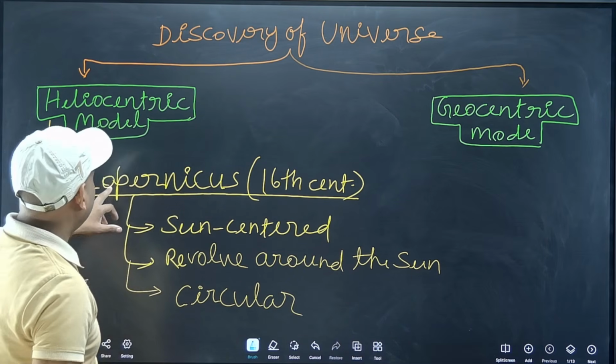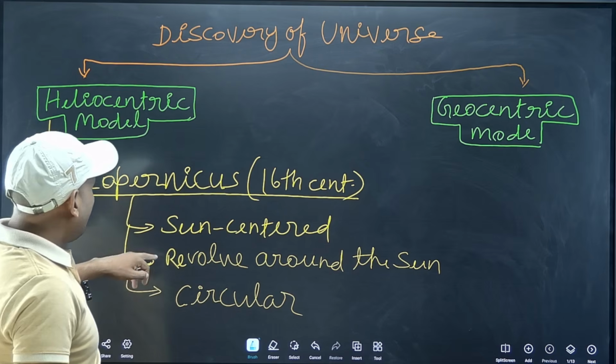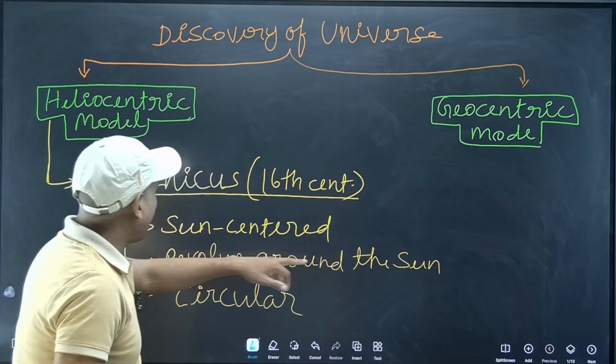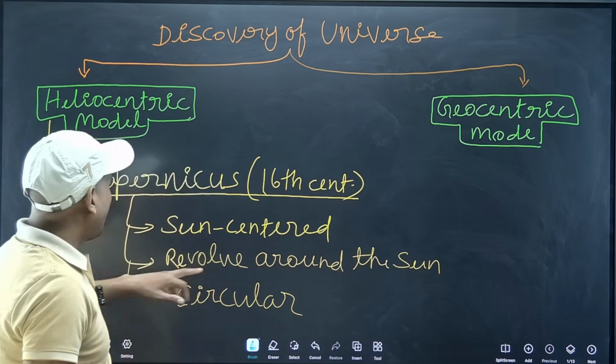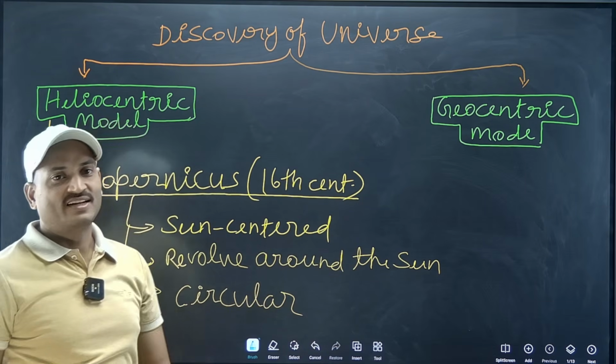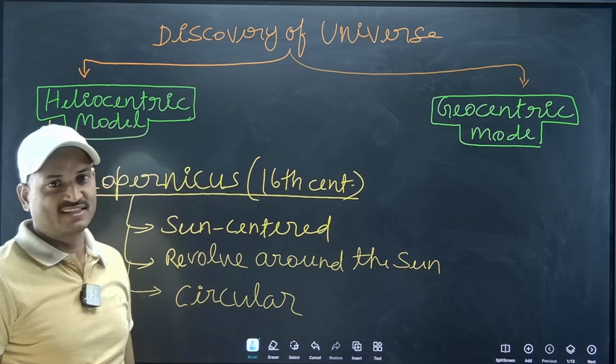So he said that the Sun is at the center of the universe, and all the celestial objects in the universe revolve around the Sun, and they revolve in circular orbits. So this was the finding, the observation of Copernicus, in the 16th century.